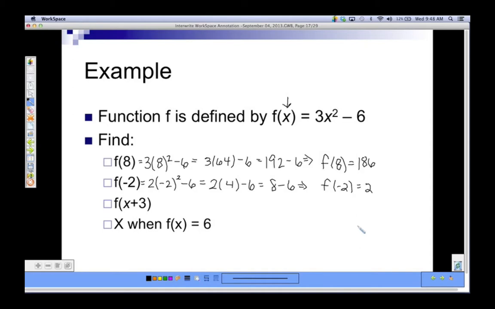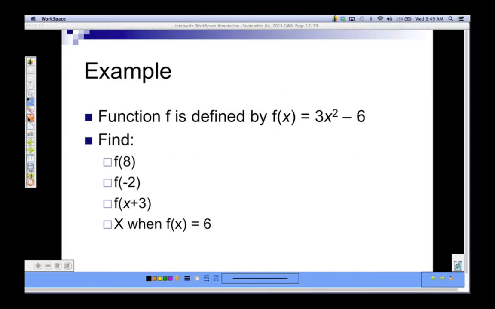All right. Now the next one's a little bit tricky. We want to know what is f of x plus 3. So this time, instead of plugging in a numerical value for x, we're going to plug in x plus 3, which means we're going to end up leaving it in terms of a variable. So let me clear this writing so I can have a fresh start here. So f of x plus 3 is going to be equal to 3 times x plus 3 squared minus 6.